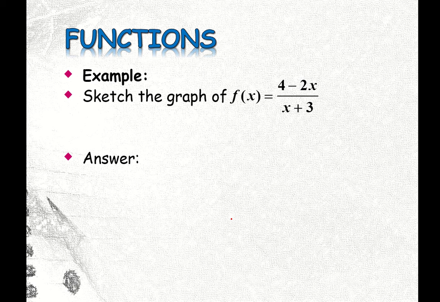You just look at the denominator and then find the value of the variable x that can make the denominator equal to 0. That value is the excluded value of the domain. So in this case we have x equal to minus 3. So x equal to minus 3 would be excluded because that will make the denominator equal to 0.